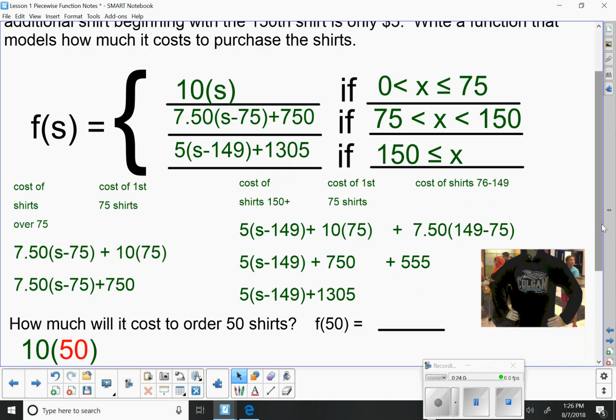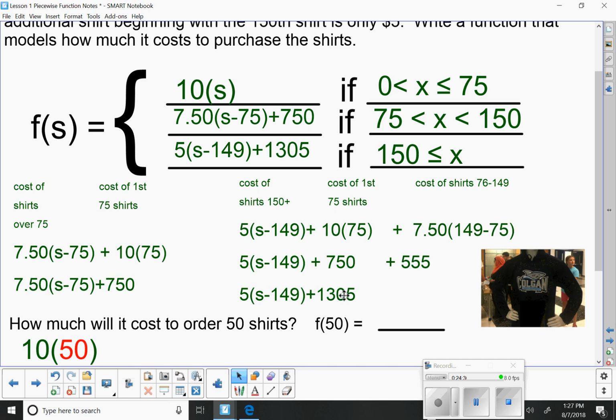Well, you paid $10 for the first 75 shirts. Then you paid $7.50 for the shirts between 149 and 75. That turned out to be 555. You only pay $5 for every shirt over 149. These first 149 are taken care of here. So you multiply, you add $7.50 and the 555. That's where the $13.05 comes from.